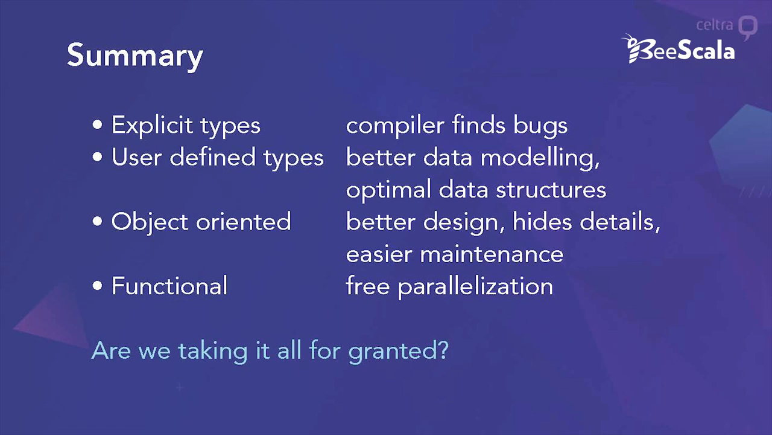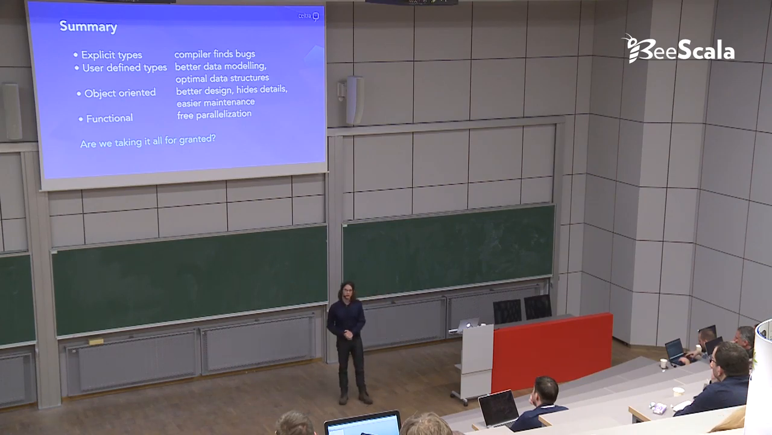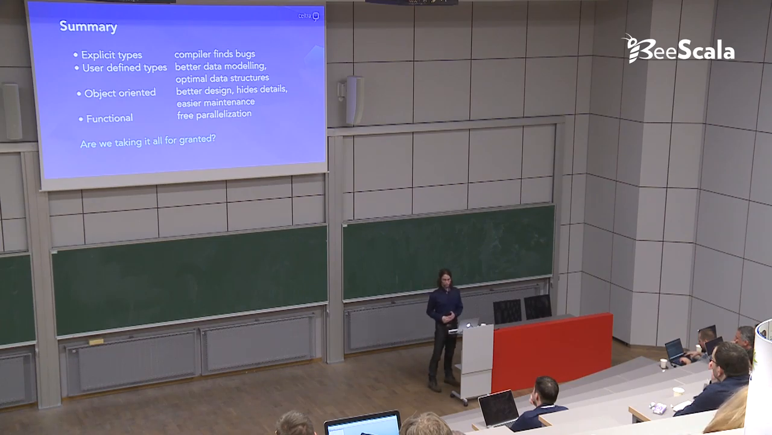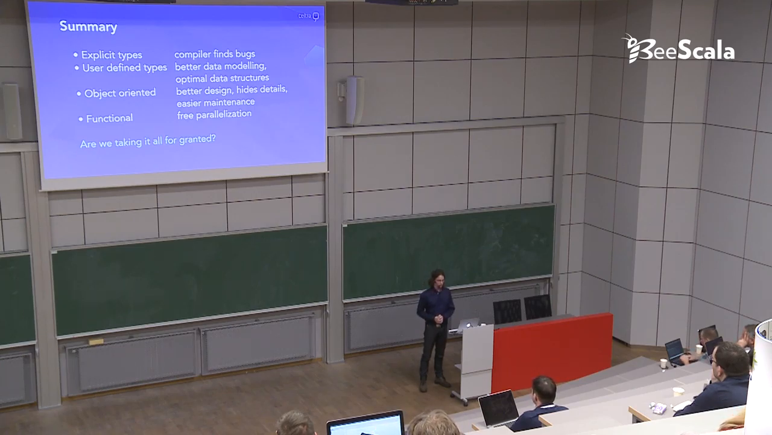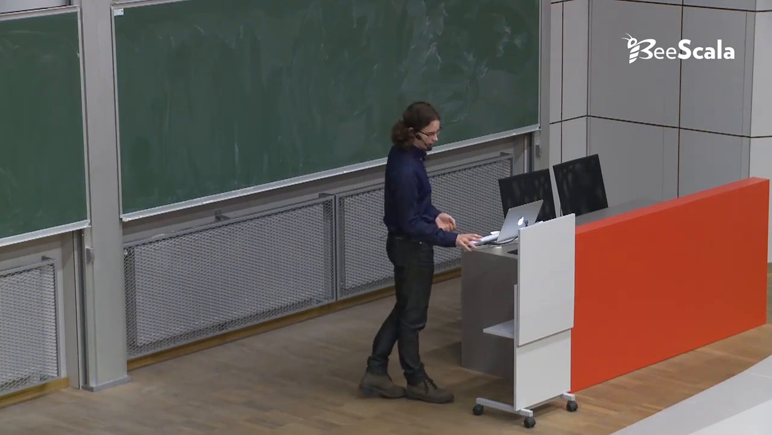In summary, why is Scala good, what does it offer us? A compiler that finds a lot of bugs, then it forces or allows us to better model the data, to use optimal data structures. It has object-oriented programming, which forces us to a better design. It hides implementation details. It makes maintenance easy. And functional programming, for me, means that I get free parallelization. So this is why I like Scala.